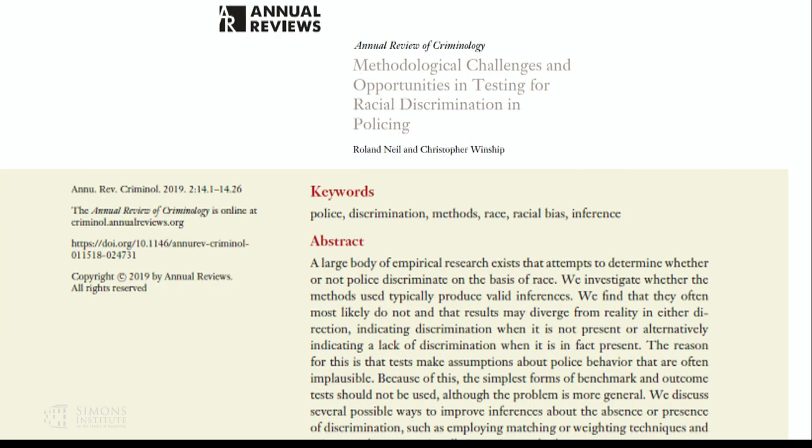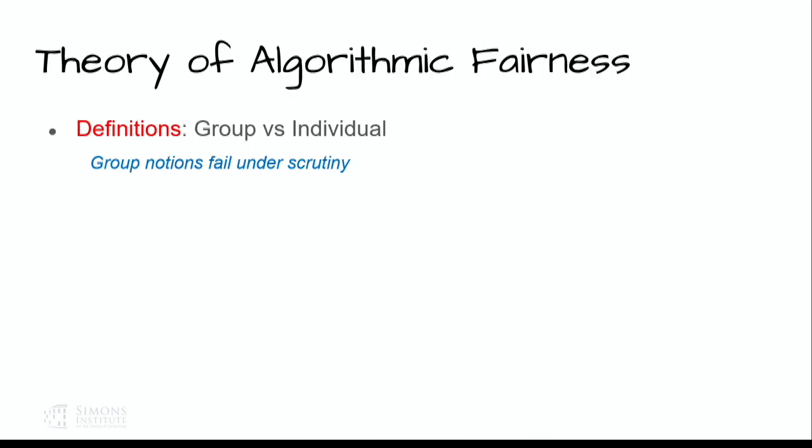Another thing is that these statistical requirements are surprisingly hard to test, or surprisingly hard to test meaningfully. An example of a paper about this is a very recent work by Neil and Winship, who argue that standard benchmark and outcomes tests typically produce invalid inferences that, in their words, may diverge from reality in either direction, indicating discrimination when it is not present, or alternatively indicating a lack of discrimination when it is present. So, just to emphasize, it's not even clear what the statistical conditions mean when they are satisfied or when they are not satisfied. So this is why I say, very reductively, group notions fall under scrutiny.